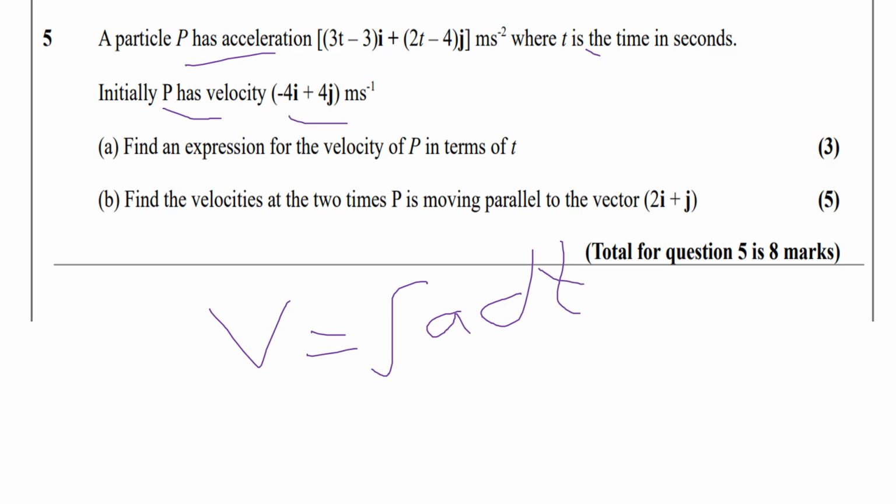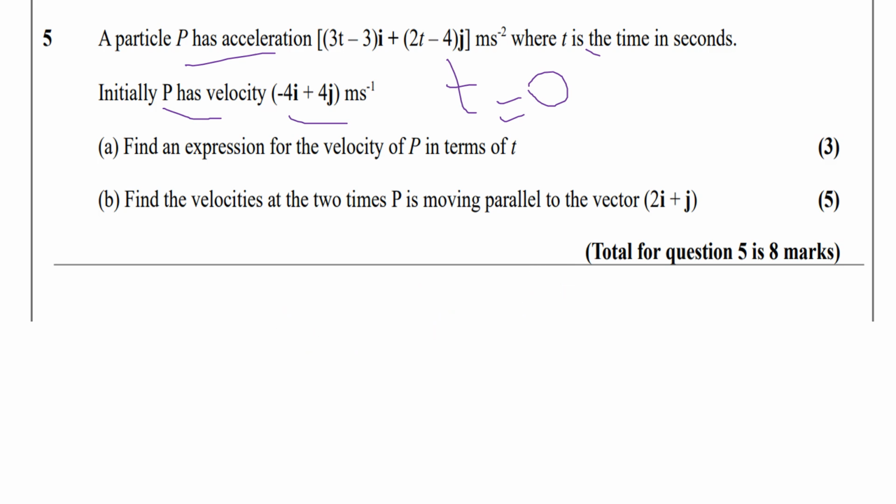Sub in our initial conditions. Again, initially means we're going to start with t equals 0. Integrate the function, compare coefficients, work out what i and j are for your constants.